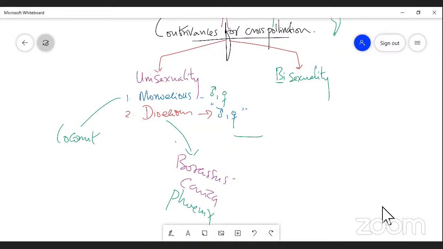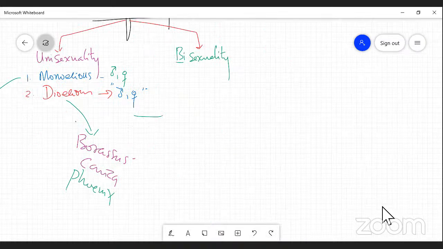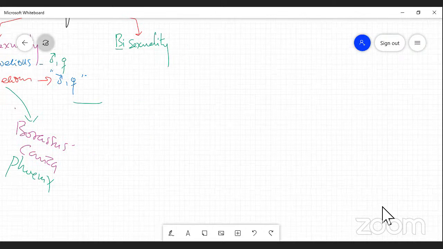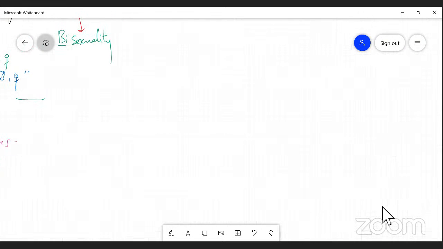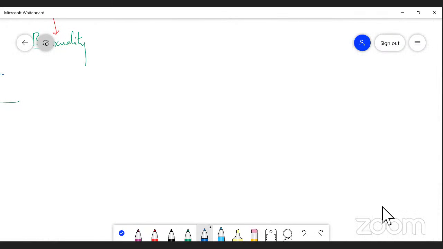The next one is bisexuality. Actually, bisexuality means the presence of male flower and female flower in the same plant or different plants, but they attain maturity at different times. That is called bisexuality, right?